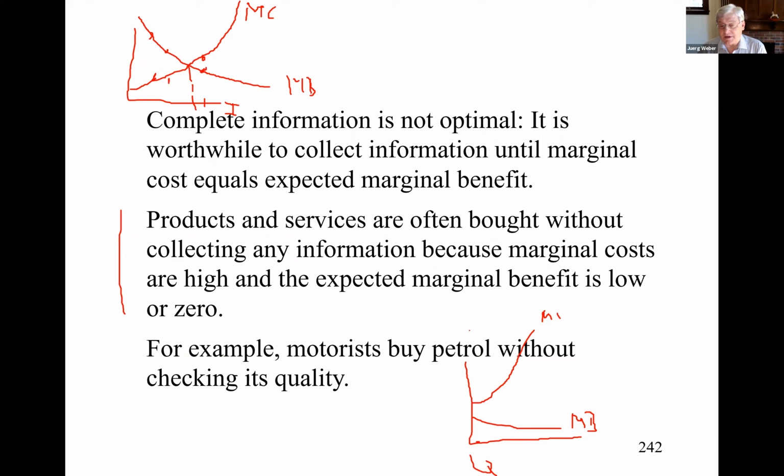So with an airplane, the marginal benefit curve may be up here, because if the petrol is bad, then you will have an accident with airplanes. That happens quite often, that the petrol is bad for small airplanes. It has water in it, and then those airplanes actually have accidents. So here you will check.